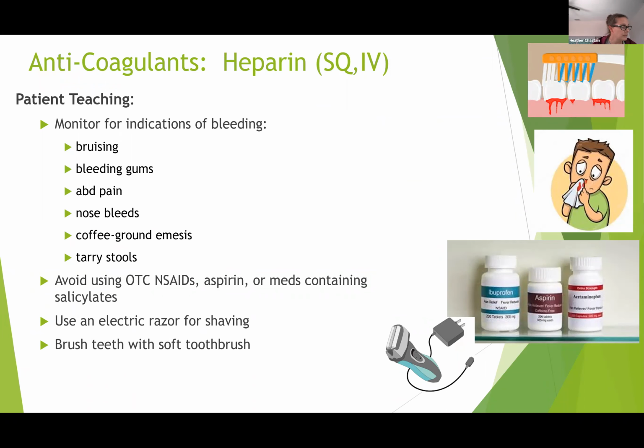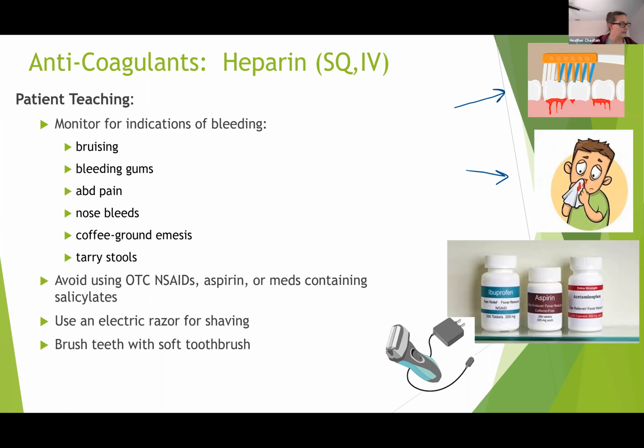So bruising because of decreased clotting time. If they have bleeding gums when they're brushing their teeth, any abdominal pain that can be from abdominal bleeding, okay? If they have nosebleeds, that could be because of a decreased ability to clot. Coffee ground emesis, this can be from bleeding in your stomach, again. Tarry stools, from bleeding in your lower GI area, okay?